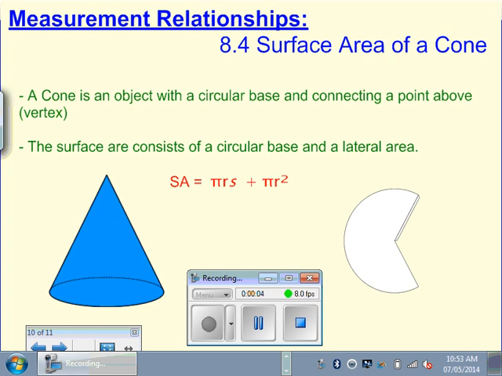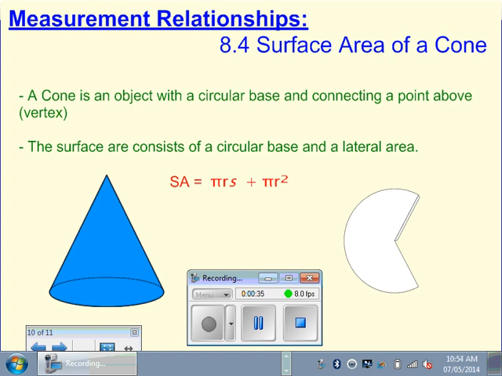This is Measurement Relationships 8.4, the surface area of a cone. Now, a cone is a very familiar object to many of us. We quite often have ice cream in some sort of waffle cone or some sort of other candy cone. So we're familiar with that shape. And a cone is an object that has a circular base, a round base, and then above it comes to a point, and this is its vertex.